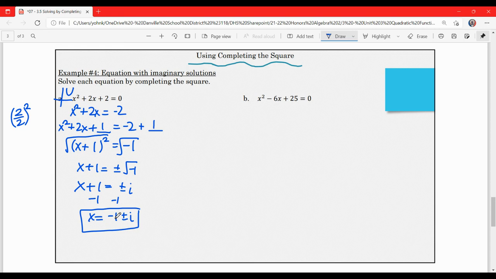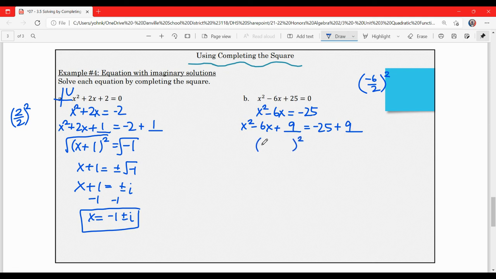Okay, if we look at letter B, first thing, move the 25 over. So x squared minus 6x equals negative 25. Then I can complete the square. So x squared minus 6x plus something equals negative 25 plus something. Take your middle term, which is negative 6, divide it by 2 and square it. So negative 6 divided by 2 is negative 3, squared is 9.